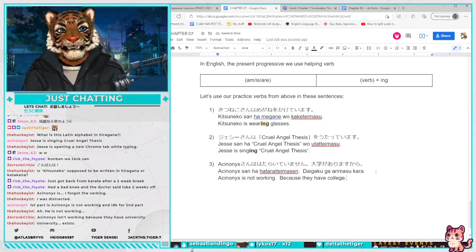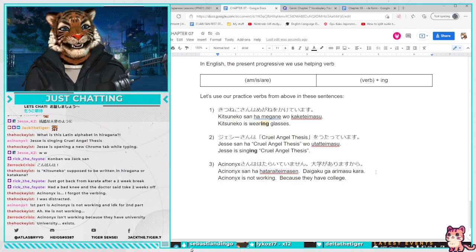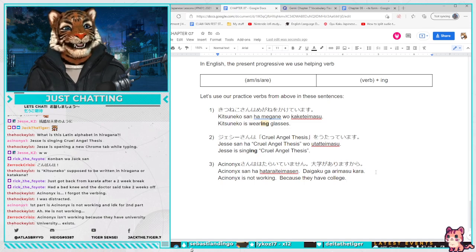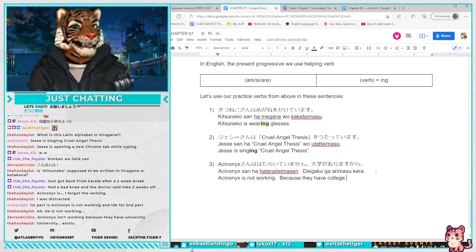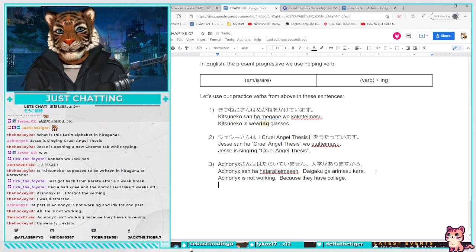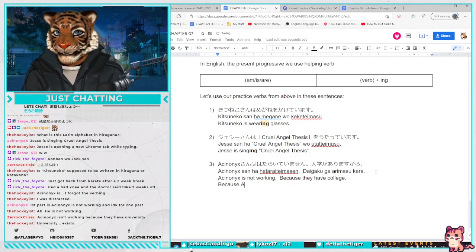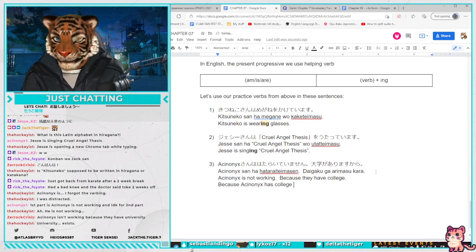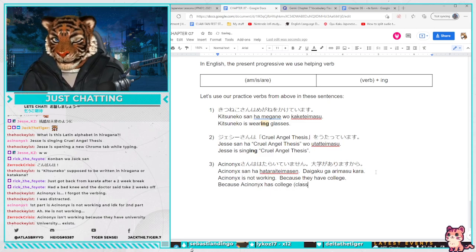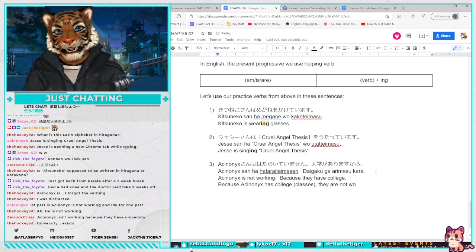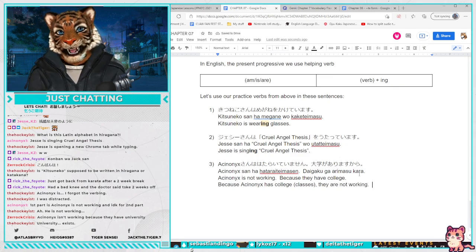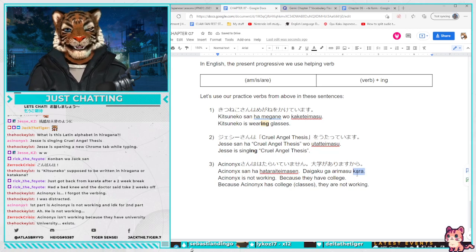Because they have college. So putting these together like this is kind of weird. Asanonix is not working because they have college. If we were to actually translate this into English, we would normally say, because Asanonix has college classes, they are not working. Kind of like this. Having kara at the end is because.